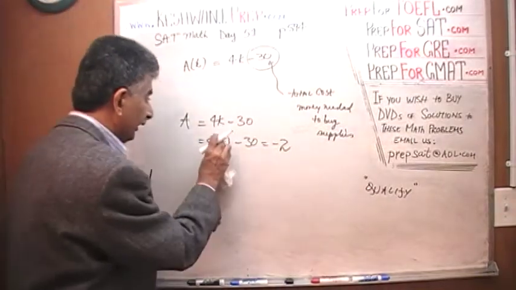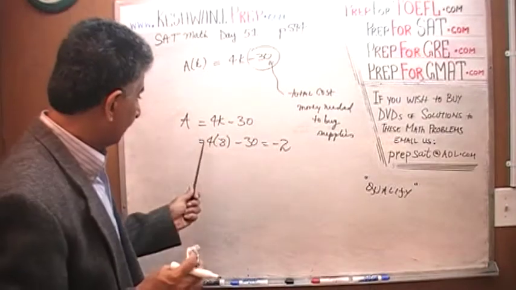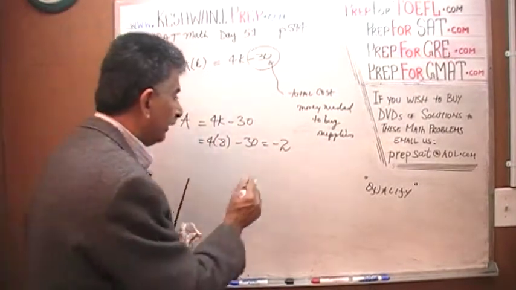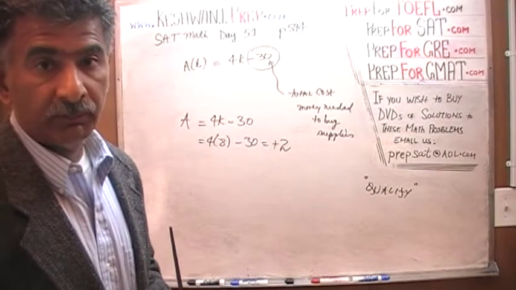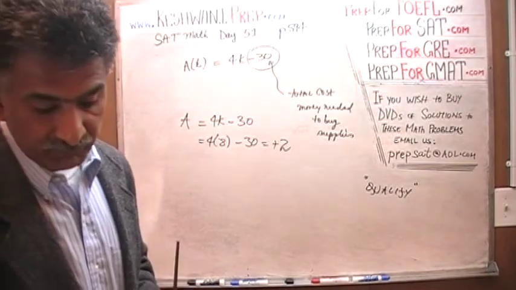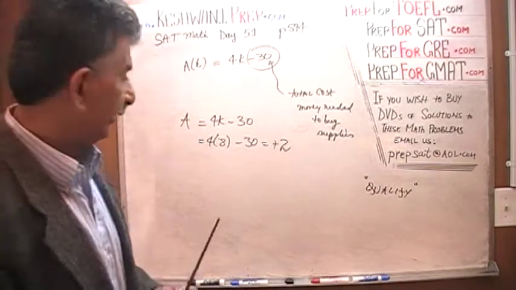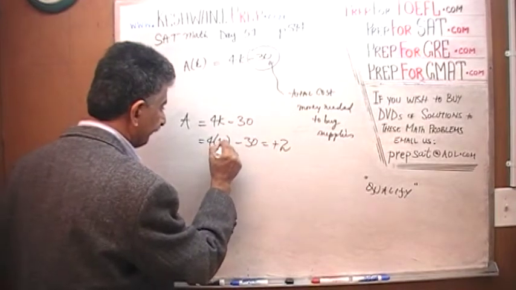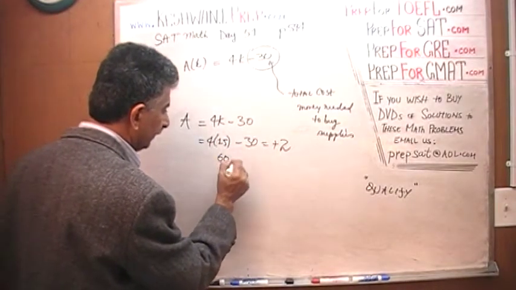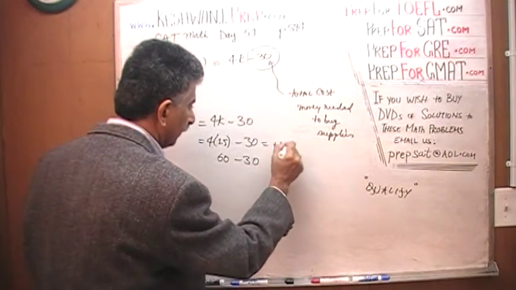If it turns out that they only washed 8 cars, 8 times 4 is 32, and now they will have $2 for their charity because they have to pay $30 for the supplies. The question here is very simple. How much money will they raise if they wash 15 cars? Well, that's very straightforward. You replace K by 15. 15 times 4 is 60, minus 30 gives us the net amount of 30.